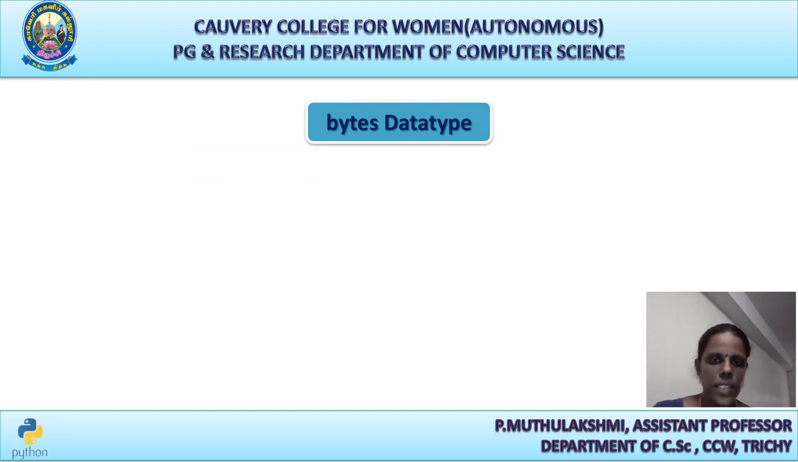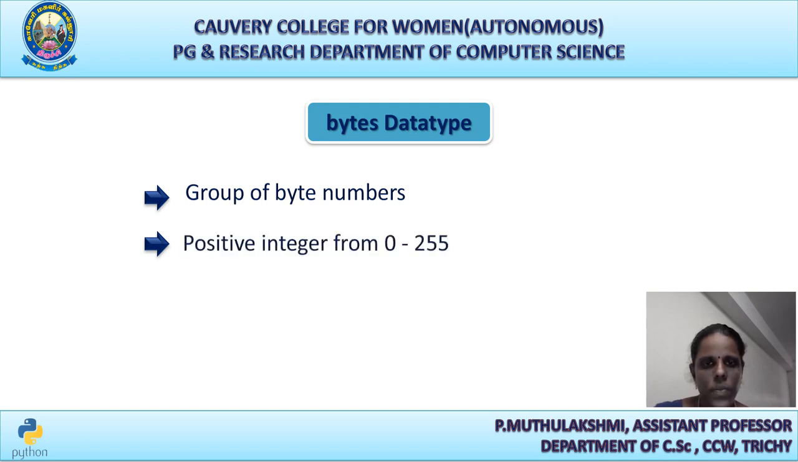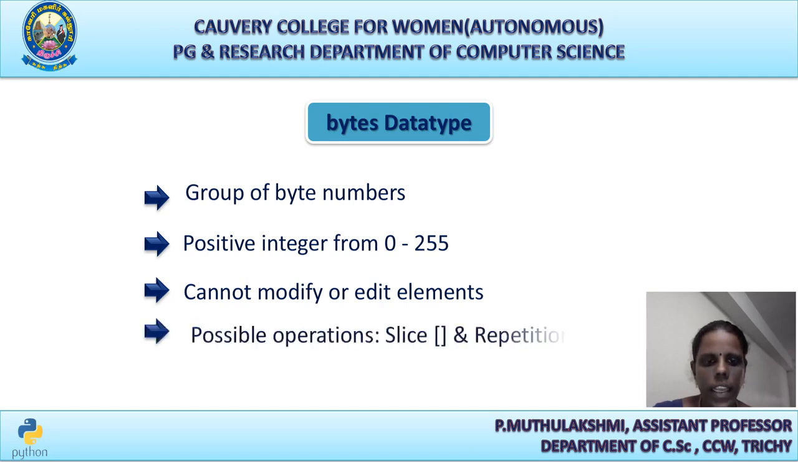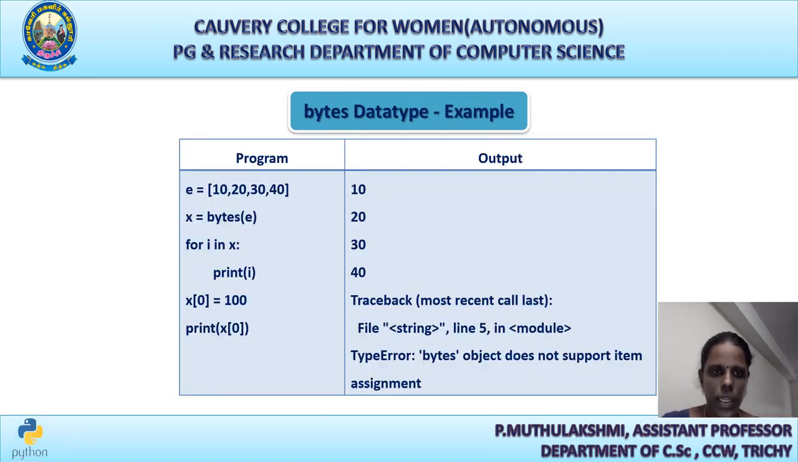Next data type is the bytes data type. What is meant by bytes? Bytes is a group of byte numbers. The byte numbers range from 0 to 255. Only positive integers are allowed in the byte data type. Negative numbers are not allowed. Once we initialize the byte data type, we cannot modify or edit any element in that byte. Here also, we can use the slice operation and the addition operator.